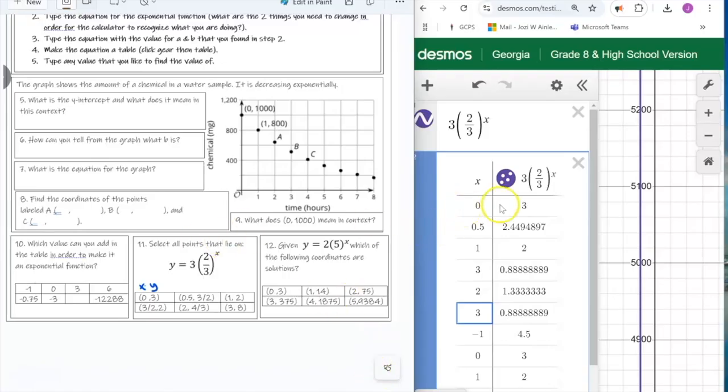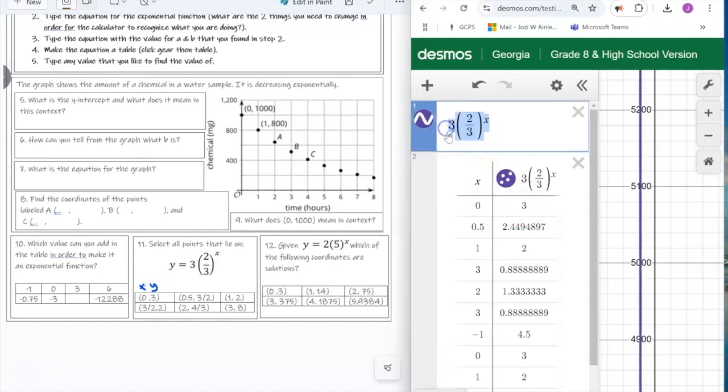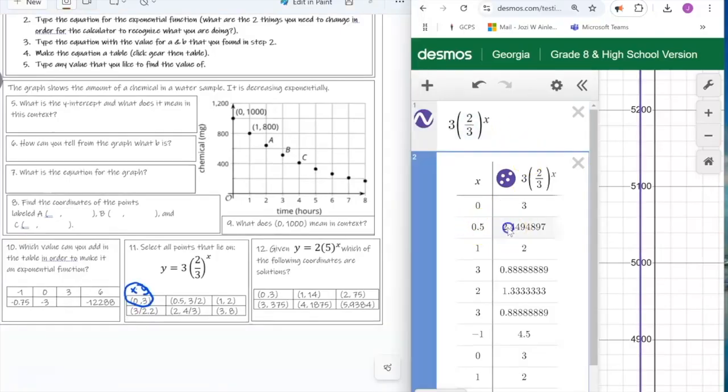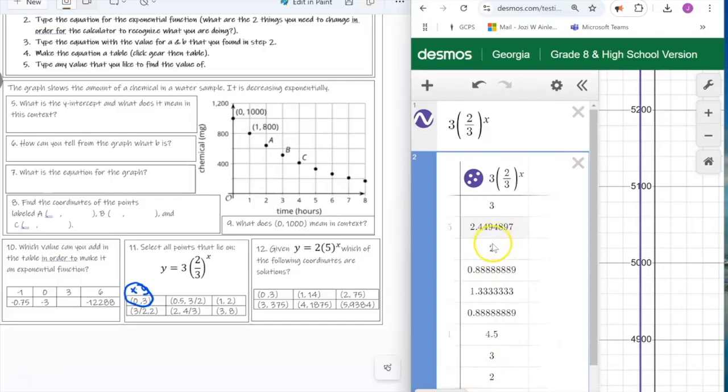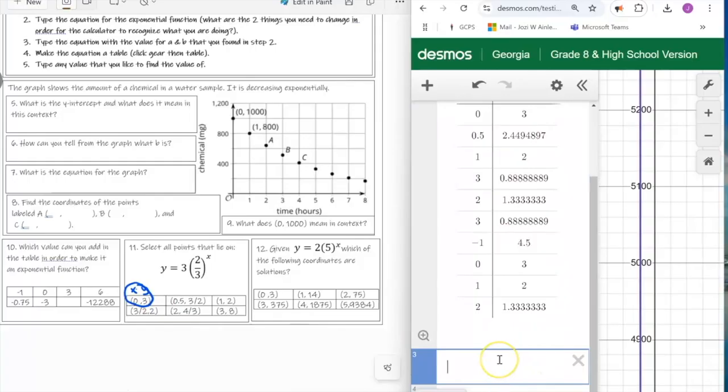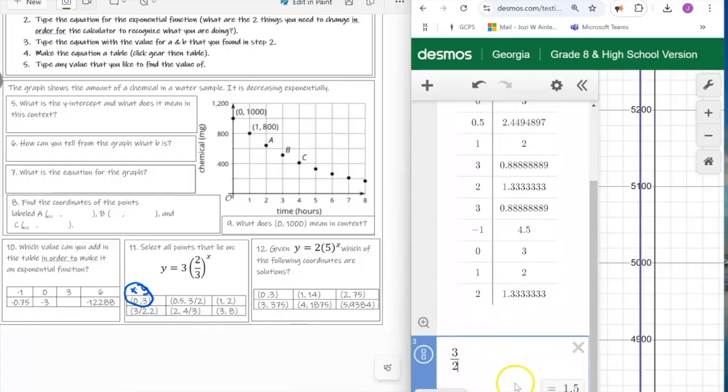So is 0, 3 a solution? Yes. Why? Because it's in this table, because this is talking about this equation right here. So select all the points. We're just going to circle them. So this is a solution. About 0.5, here we have 2.449. Is that there? 3 divided by 2, I don't know. Let's look at that. 3 divided by 2 is 1.5, but if you don't know, you're going to look.